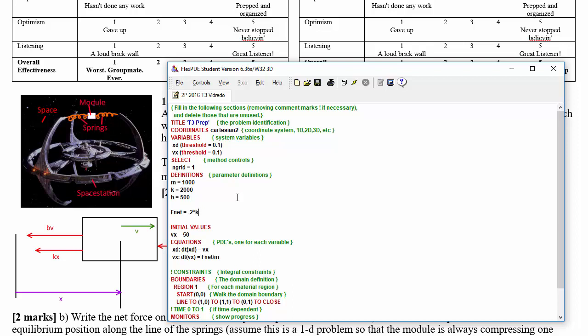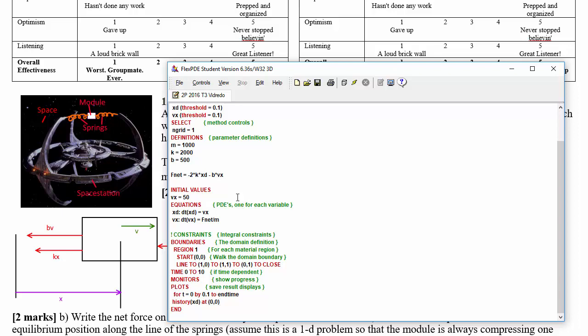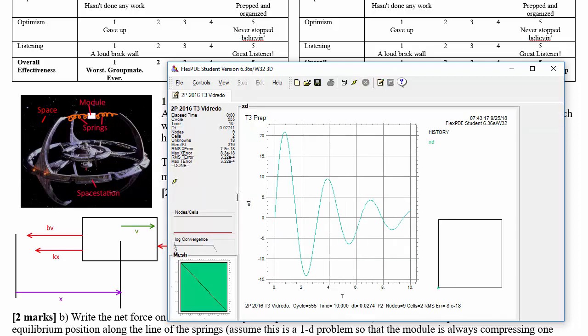Fnet is equal to negative 2 times k times xd minus b times vx, and we're going to need the time range 0 to, let's just plot to 10, what we did in the first part, and then we'll need for t equals 0 by 0.1 to n time history xd at 0, 0. That should do it. I don't think I made any mistakes, but let's just see how that works.